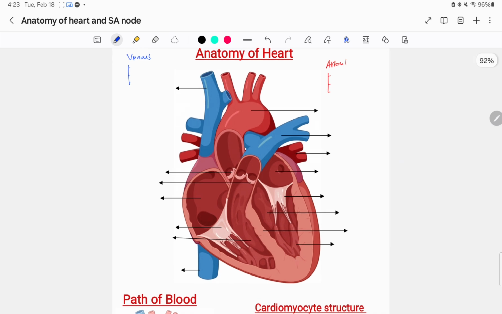So first things first, this is not an anatomy course. It is a physiology playlist, so we're going to just briefly go through the quick anatomy of the heart, just so we're all on the same page here.